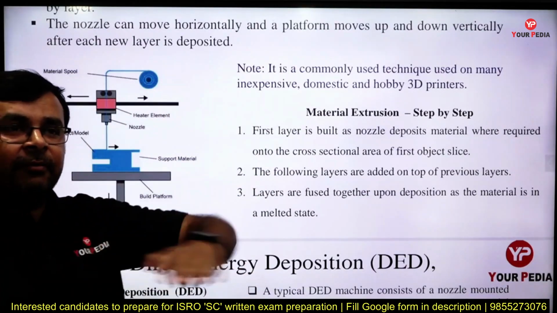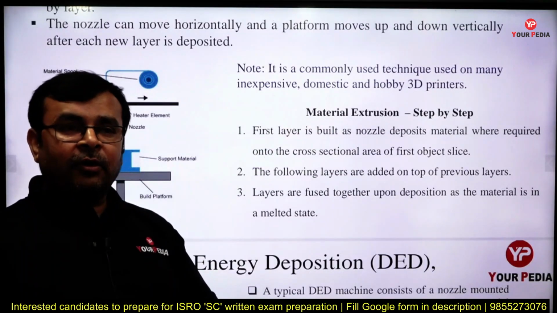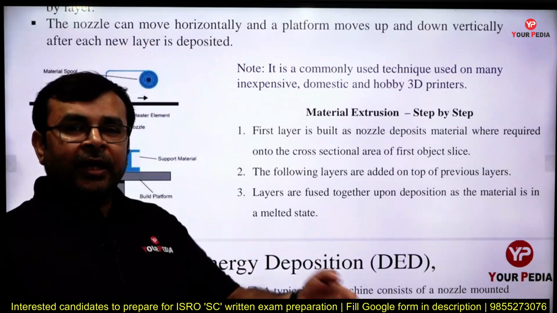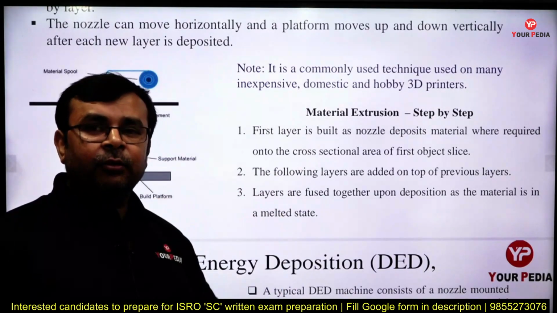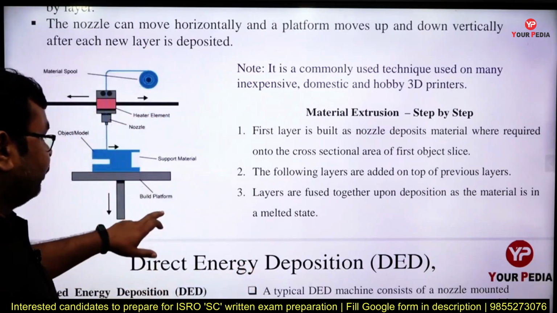Obviously first we make a first layer, and after deposition of the first layer we move the build platform in the downward direction, then again over the first layer we deposit another layer and again we move downward, and this process is repeated till the final object is produced.